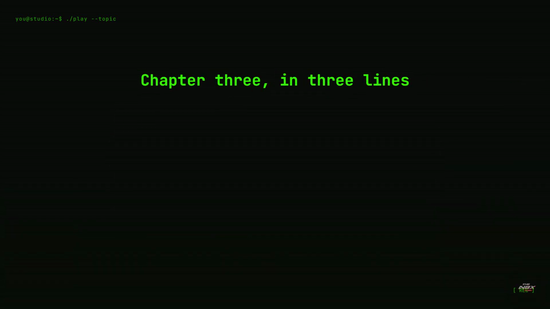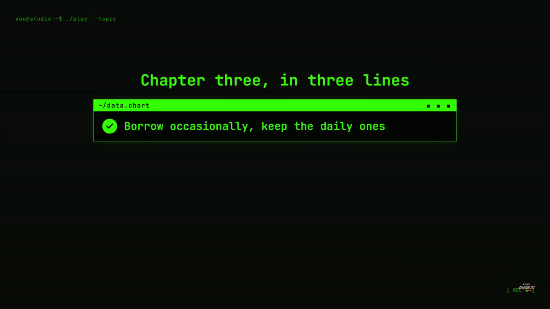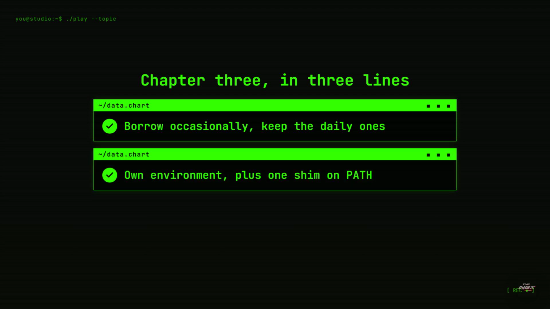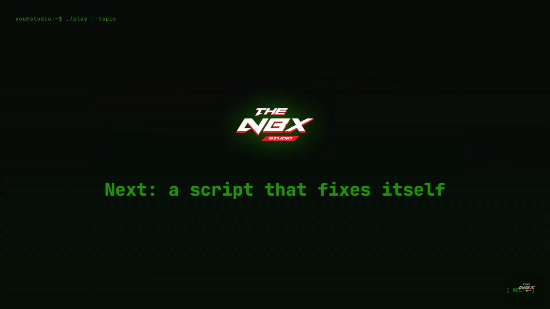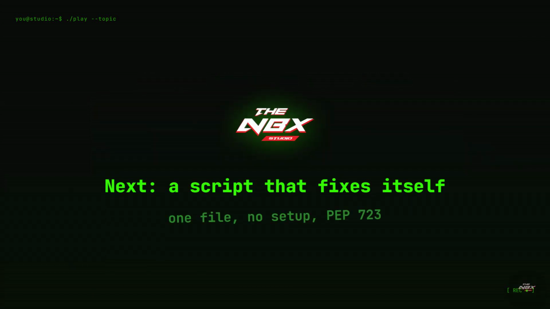So, to recap, borrow a tool you reach for occasionally and keep the one you type all day. Installing a tool gives it a private environment and puts one shim on your path. And a tool you can run is never a package your code can import. Next chapter, something genuinely surprising. A single Python file that installs its own dependencies and runs from nothing in under 2 seconds.